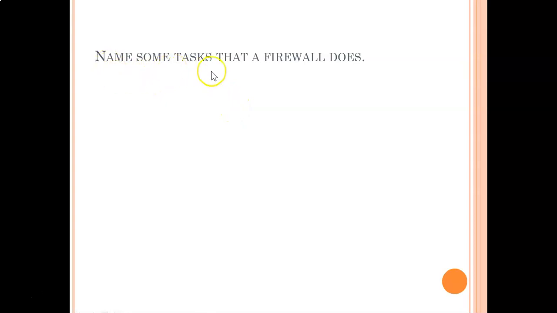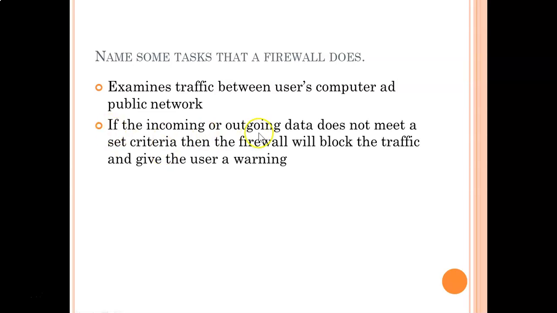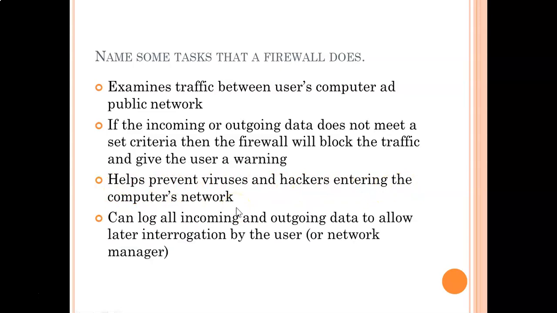Last slide, name some tasks that a firewall does. It examines traffic between a user's computer and a public network. If the incoming or outgoing data does not meet a set criteria, then the firewall will block the traffic and give the user a warning. It helps prevent viruses and hackers entering the computer's network, and can log all incoming and outgoing data to allow later interrogation by the user or network manager. So these are just some tasks that a firewall does.